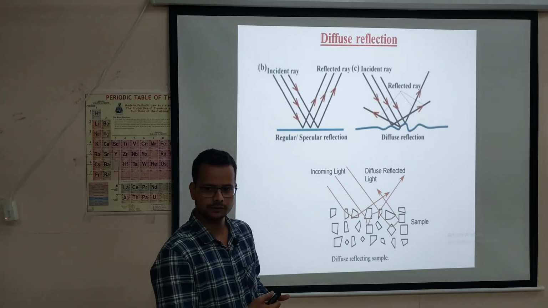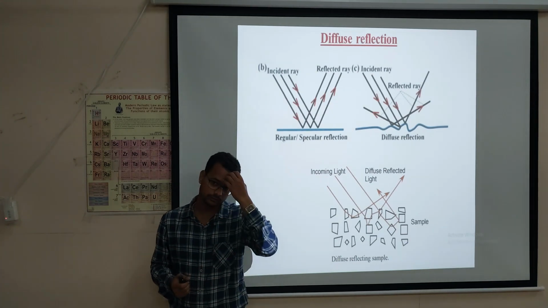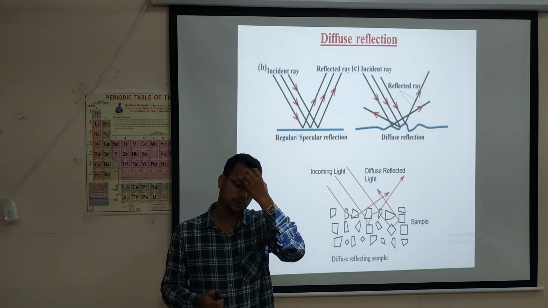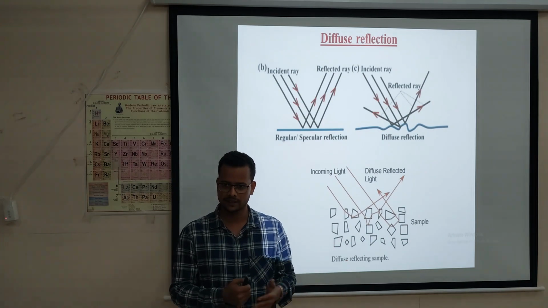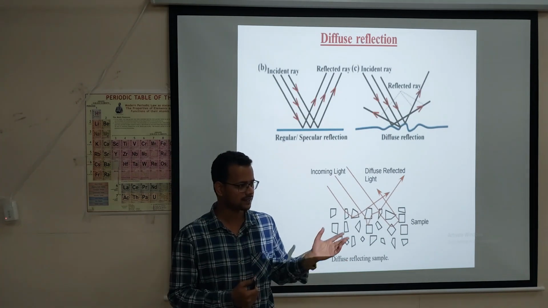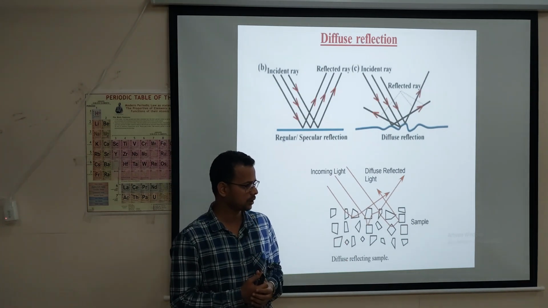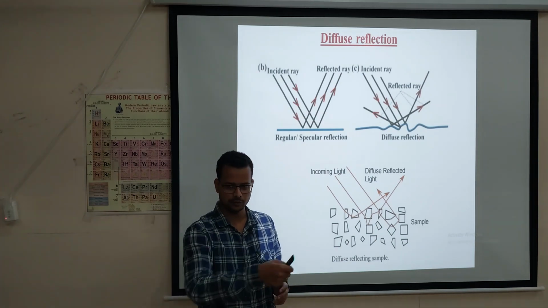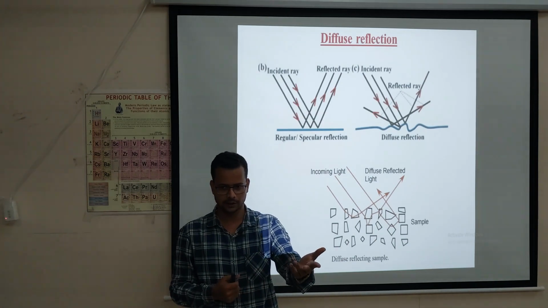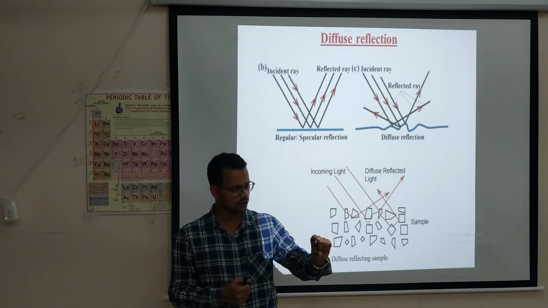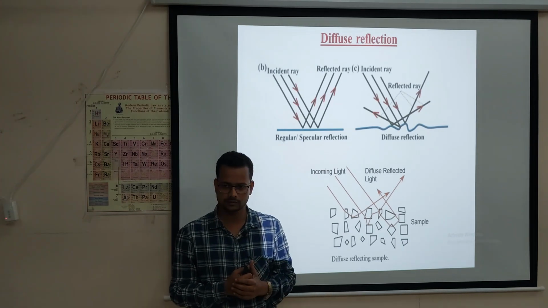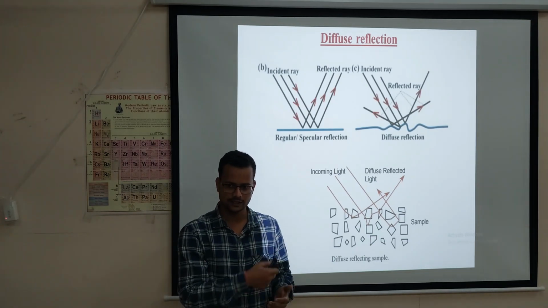Got it? We are using visible light or UV and visible? We are using UV light as well as visible light. Two lamps are there. I will explain that in the next slides. In this UV visible spectrometer, a UV lamp is present as well as a visible lamp. The visible lamp is the light we are observing. I will tell you in the next slide.